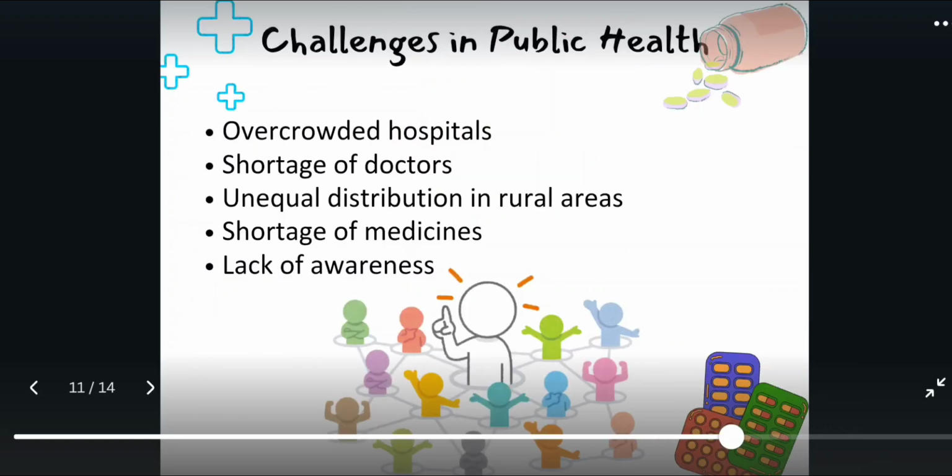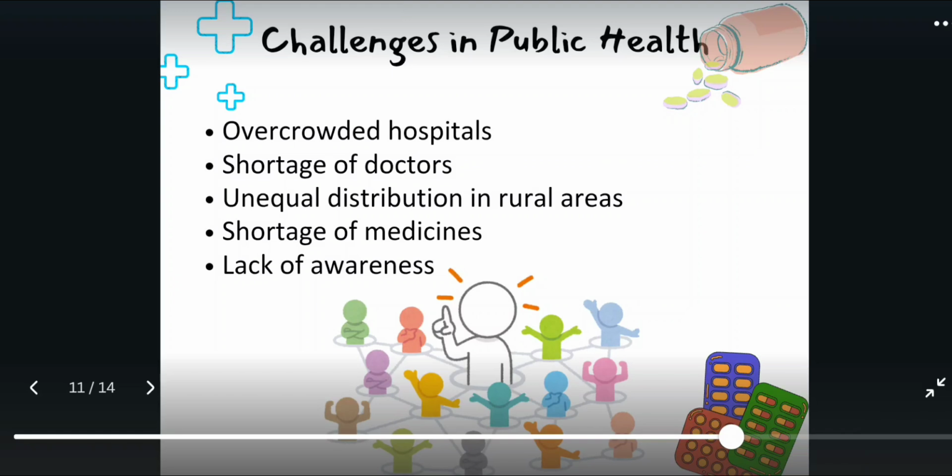What are the challenges that come across in public health? Let us understand. Overcrowded hospitals. So most of the government hospitals you see are overcrowded. The reality of today's hospitals is that people are just lying there. So many people are waiting outside the hospital. They're waiting for their turn, and it's too much of a crowd. Shortage of doctors. The patients are more, but the doctors are less. Unequal distribution in rural areas.